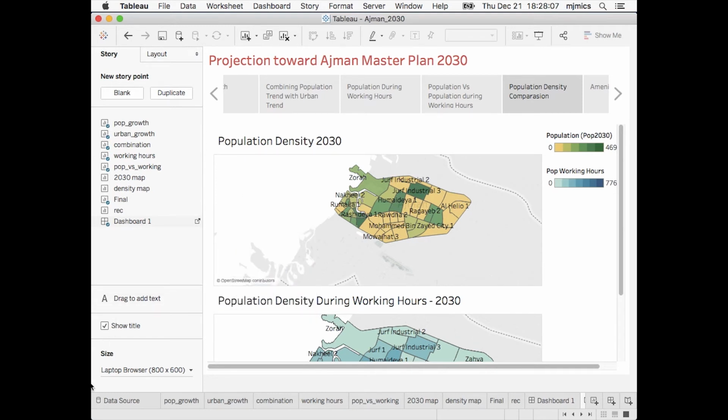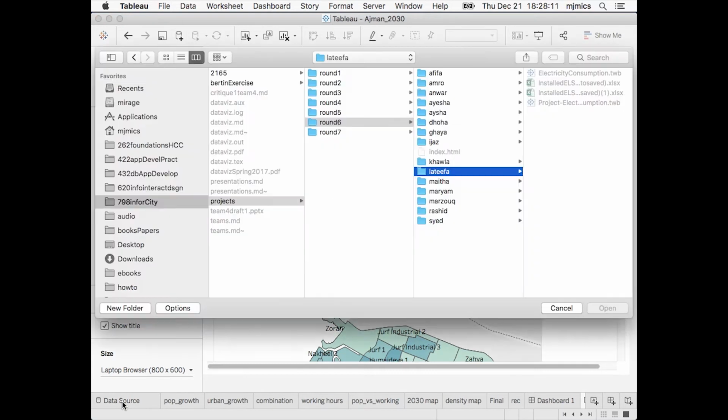We go into the data source. How do you click? Okay, the mouse. What's happening here? Why are you guys coming up here? I thought they are done. No, they're not done.